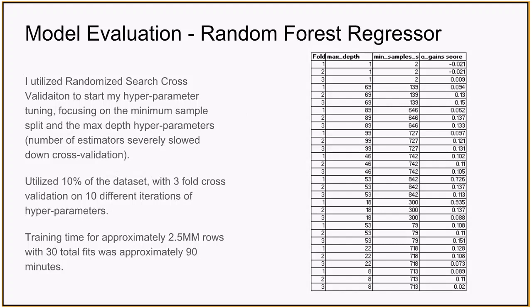And so I continued using randomized search cross-validation for my random forest regressor with all 12 of those features, using 10% of our data set with threefold cross-validation and 10 different iterations of hyperparameters. We were really tuning towards the max depth and the minimum sample split of my random forest regressor.